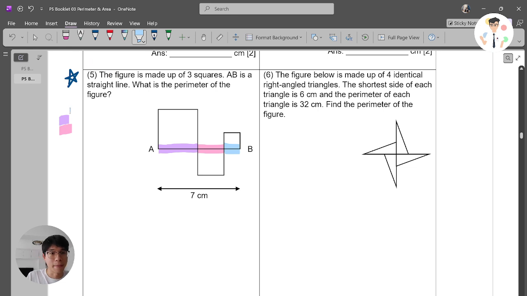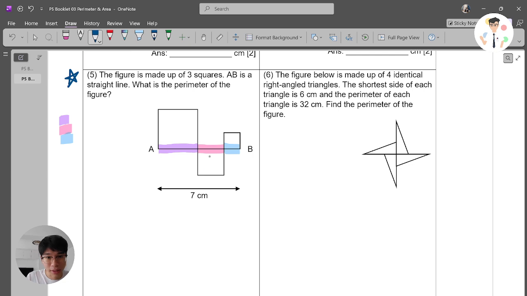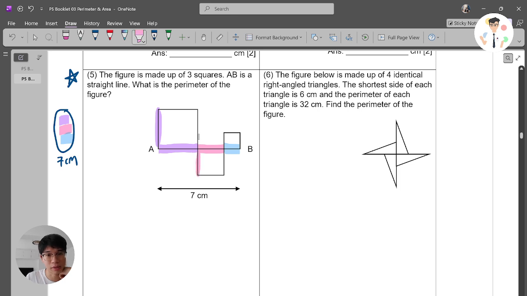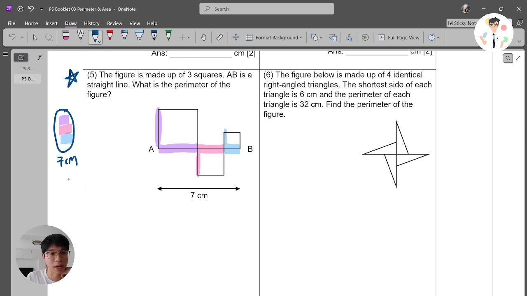So as you can see, purple plus pink plus blue actually gives you 7 cm. Am I right? So purple, pink, blue gives you 7 cm. Now, what if I do that? You see, I have another purple color, another pink color, and another blue color. That means I have another 7 cm, because I have another purple, pink, and blue.